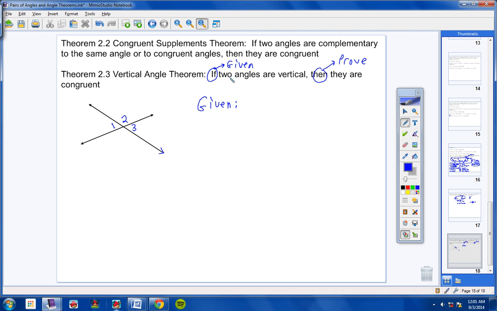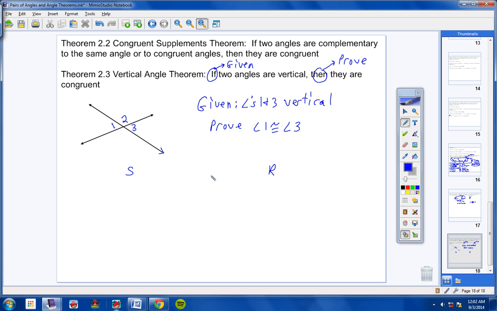And then we're going to say we're given what? Well, read it with me, okay? We're given that two angles are vertical. So we're given that angles 1 and 3 are what? Vertical. Okay? That's what you're given. What are we proving? We're proving they are congruent. So we're proving angle 1 is congruent to angle 3. Alright, well, here we go. Let's go ahead and get after it, okay?